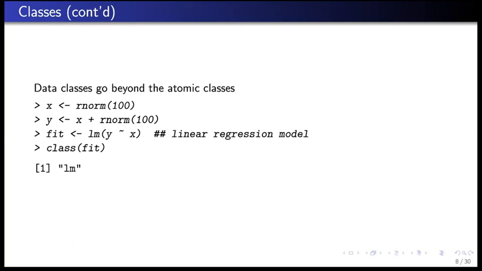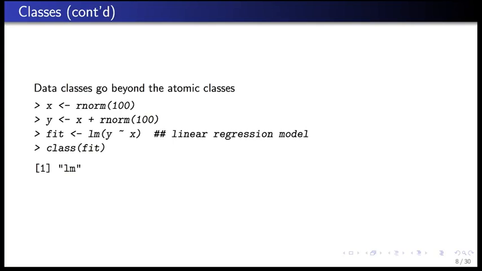So data classes. The previous slide had the atomic classes, but of course the data classes can go way beyond that. Here I'm just fitting a simple linear regression model with the lm function. And the object that is returned by lm has a class lm. So lm is both a function, but it's also the name of a class which represents a fitted linear regression model. And there will be elements, so that's like a new type of data.